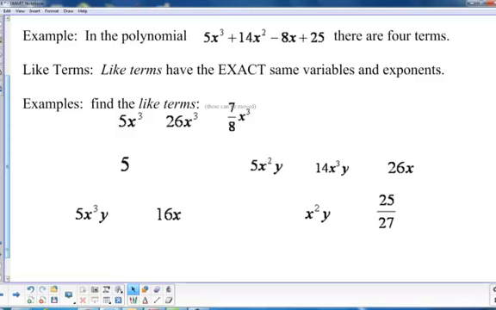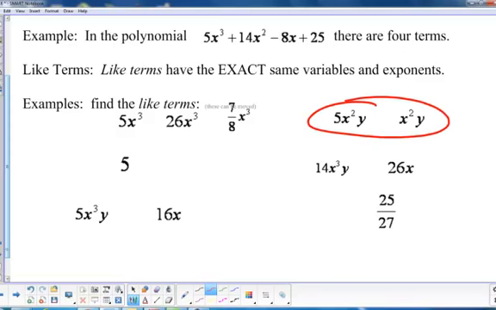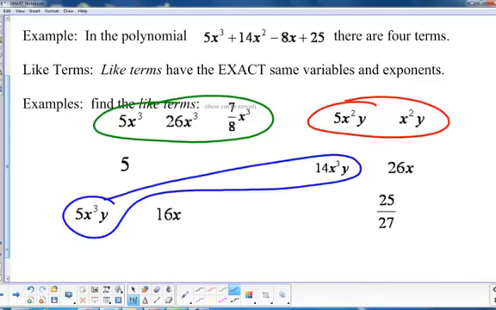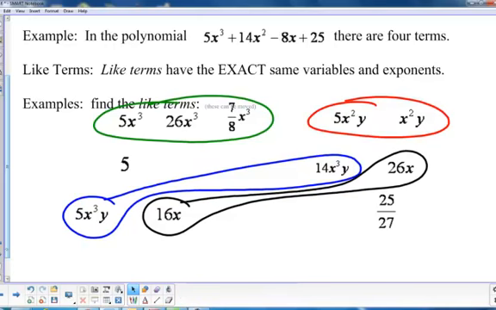And then all of the x squared y, those are like terms. So let's put those together. You should probably circle them on your paper. And then all of the x cubed y's are the same. All of the x's are the same. And then all of the numbers are the same. So I'll go ahead and move this because these are like a separate thing. They're not the same as the other blue color.